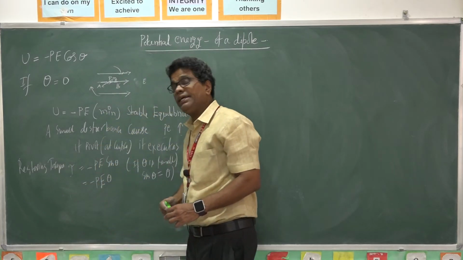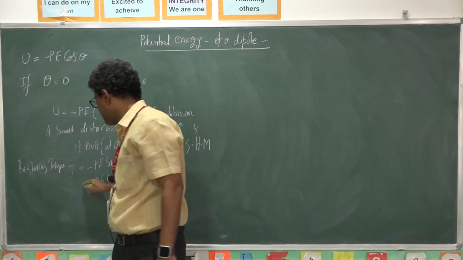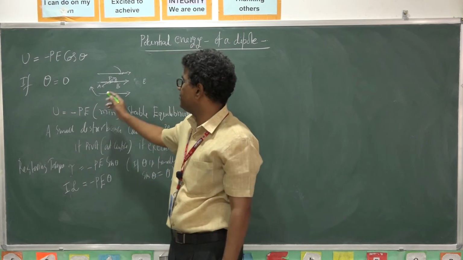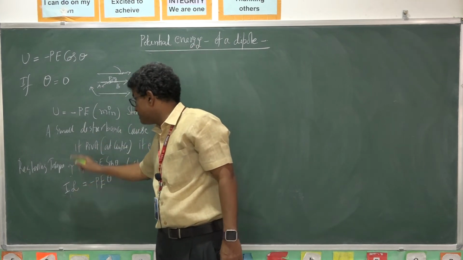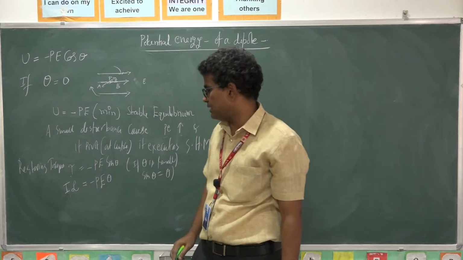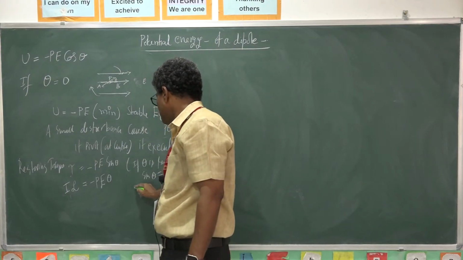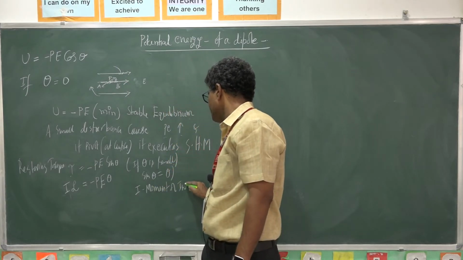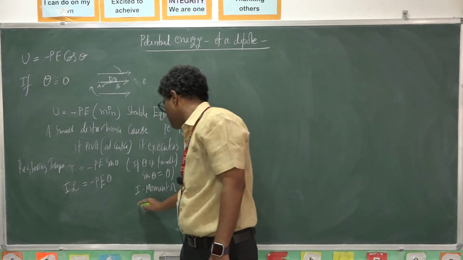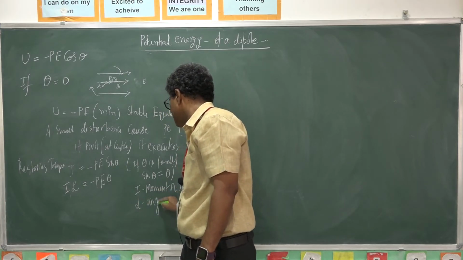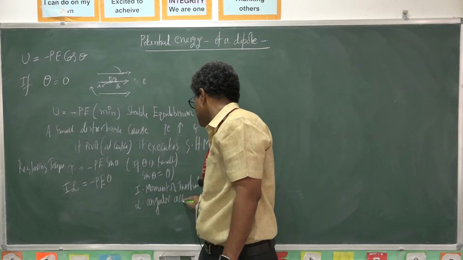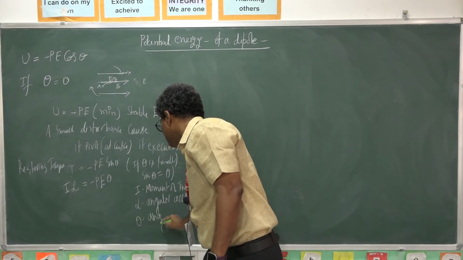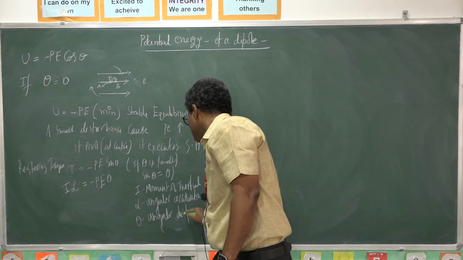From junior inter mechanics, what is tau? From rotatory motion, tau is I alpha. What is I? Moment of inertia of this dipole about its center, and alpha is angular acceleration. And theta is angular displacement.